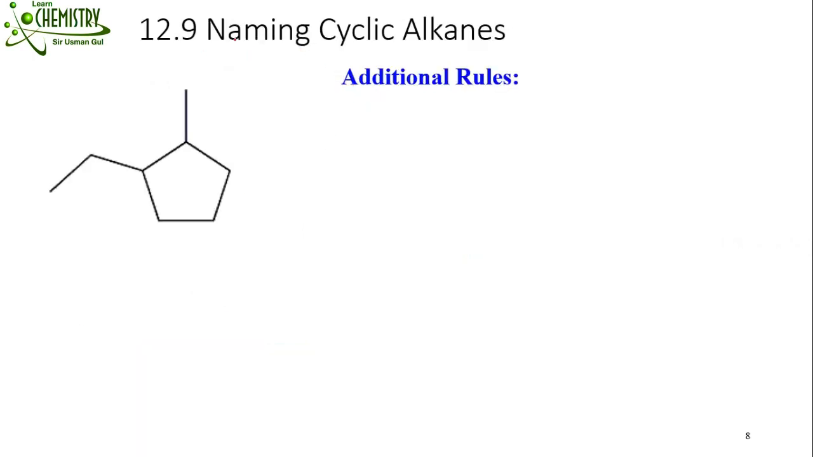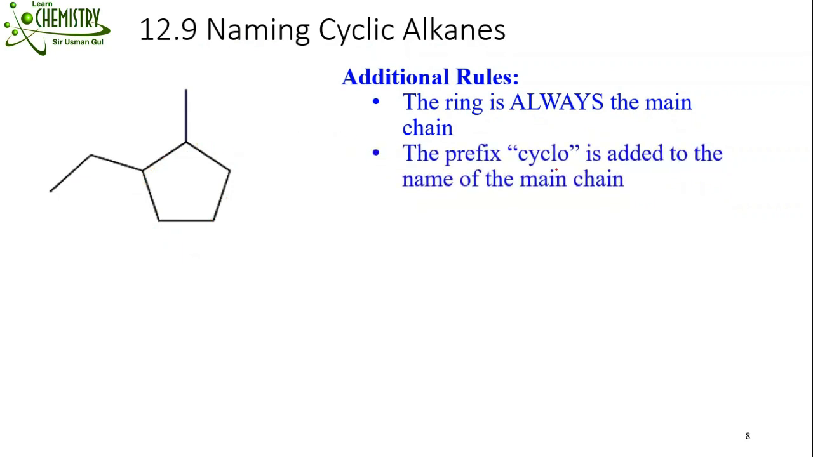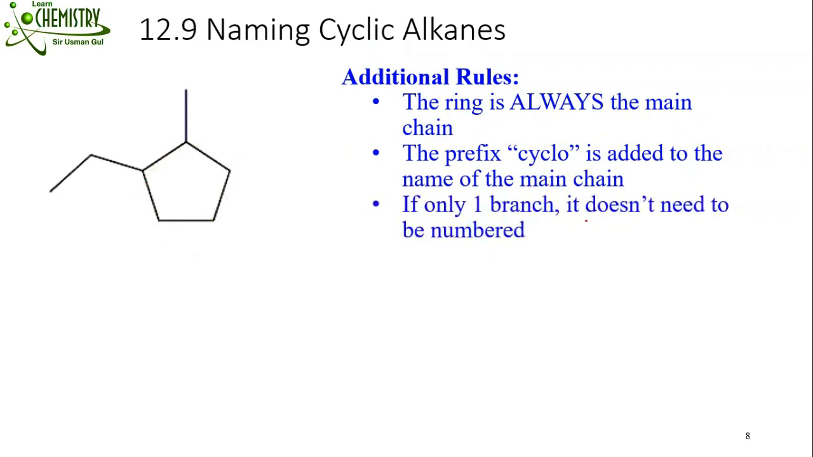Okay, now let's talk about the naming of cyclic alkanes. We have some additional rules. Number one: the ring is always the main chain. Right now you can see this is the ring, so this will be considered the main chain. The second rule: the prefix cyclo is added to the name of the main chain. Previously we were using pentane or hexane, so now we will use cyclopentane or cyclohexane.